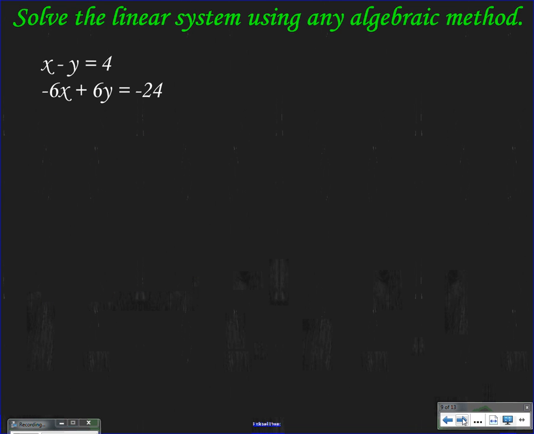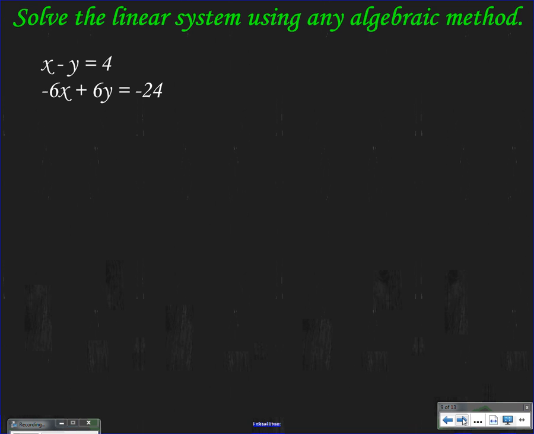So this one says, oh, look, our directions changed. It says solve the linear system using any algebraic method. That means I can either use substitution or I can use elimination. It doesn't matter. I can use either one and solve. Cool.